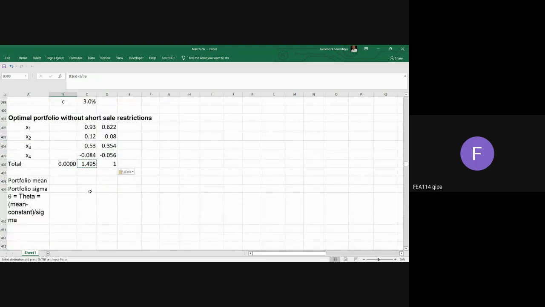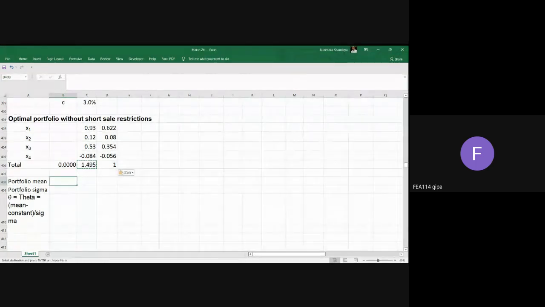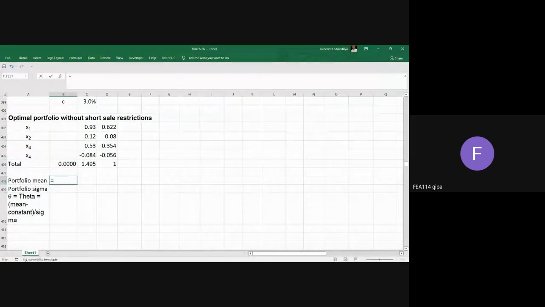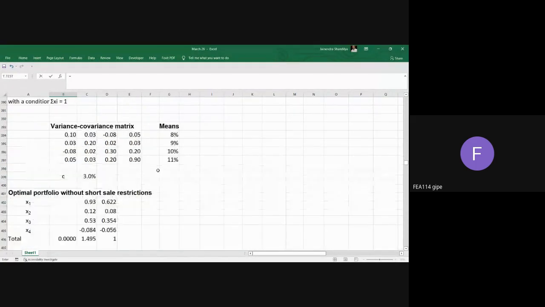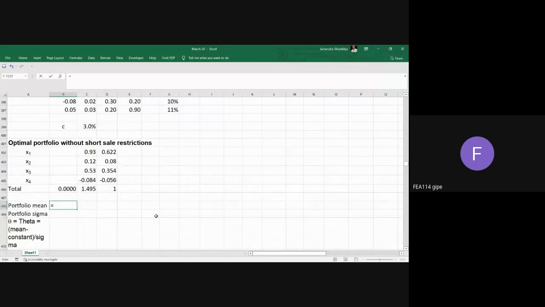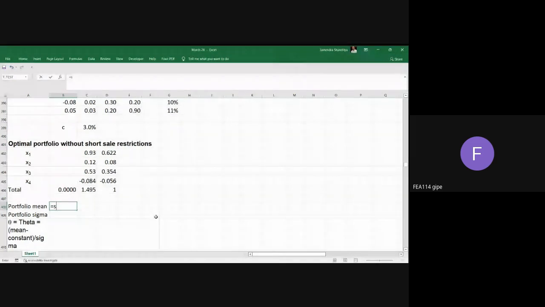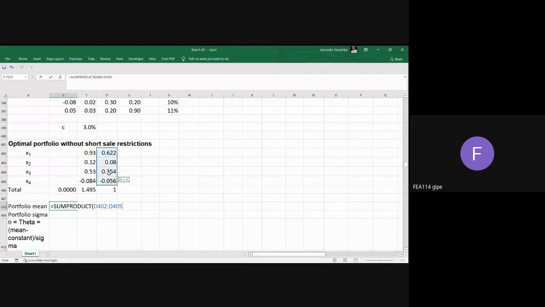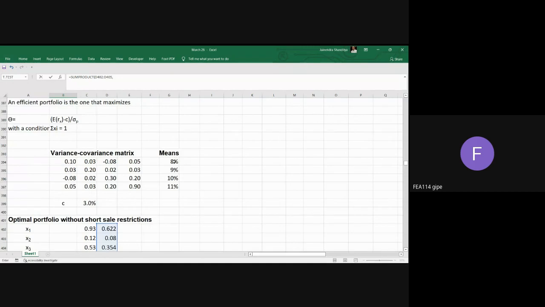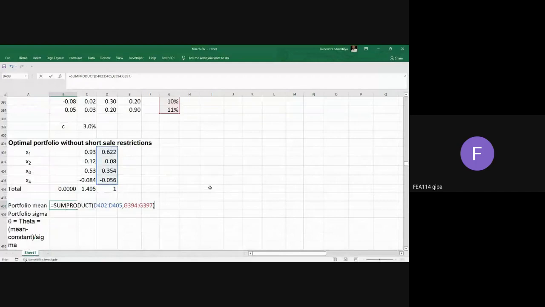Now let's do some small bit of things. So what is the mean of this portfolio? If you know the combination of the portfolio and their means, all you need to do is to multiply. So either you do some product, or you do the matrix multiplication. It will give you the portfolio mean. So we got 8.62% as portfolio mean.